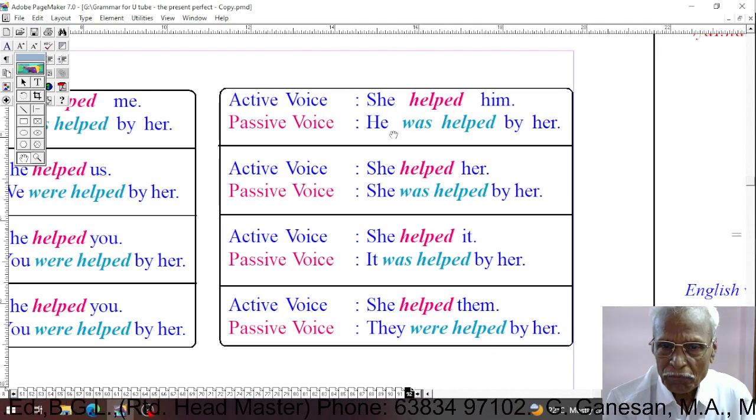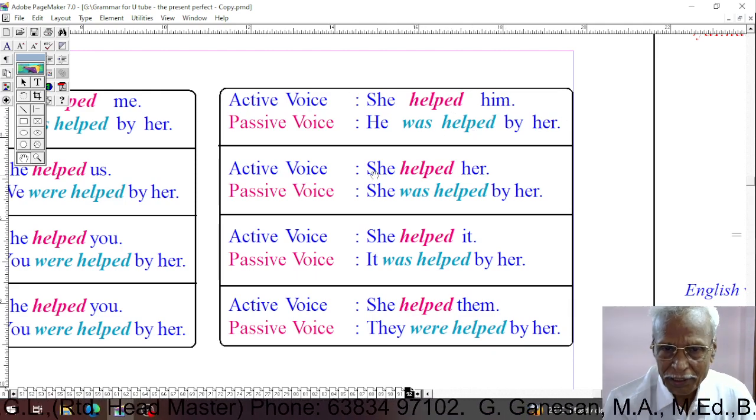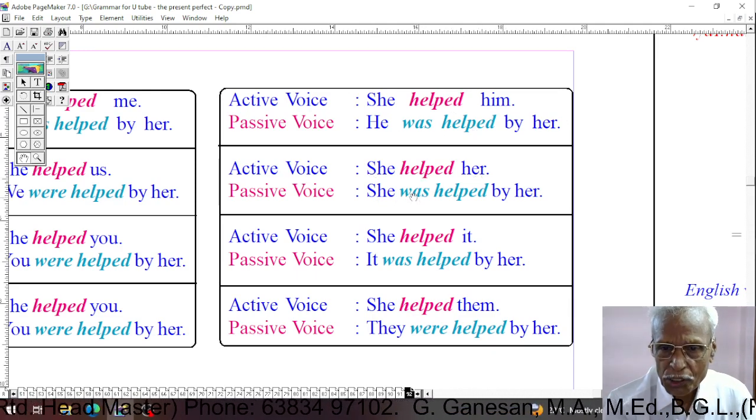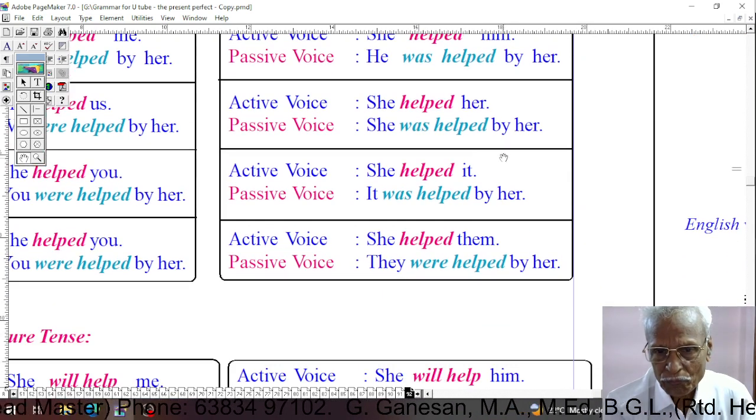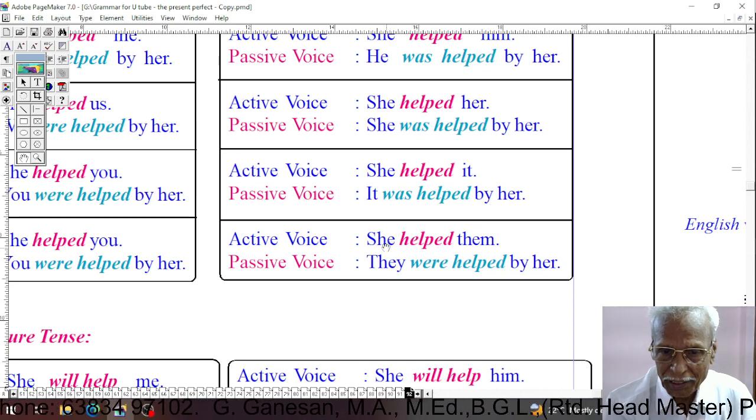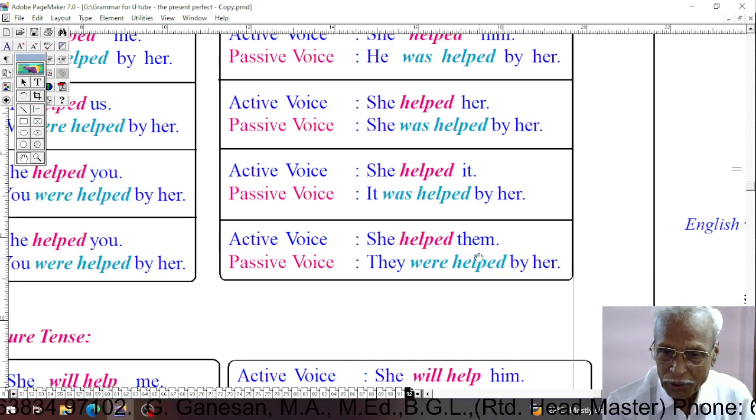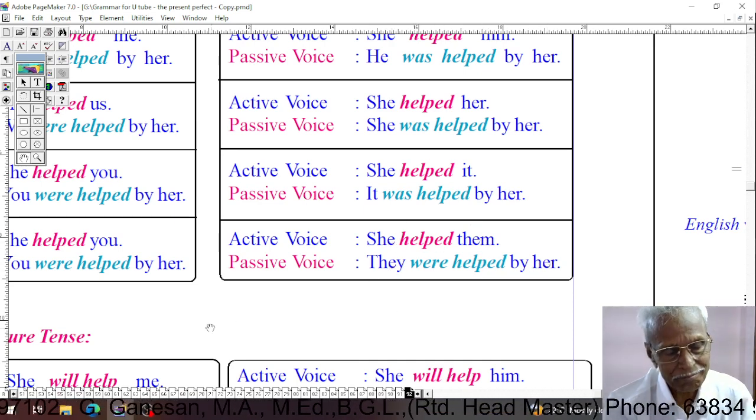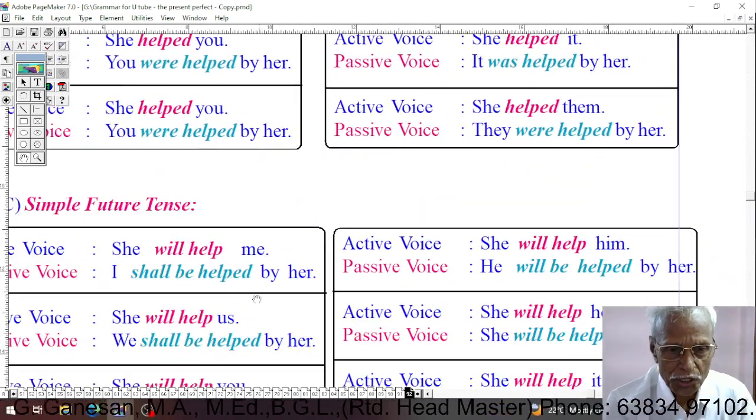She helped him. He was helped by her. She helped her. She was helped by her. She helped it. It was helped by her. She helped them. They were helped by her. Simple past. Then simple future.